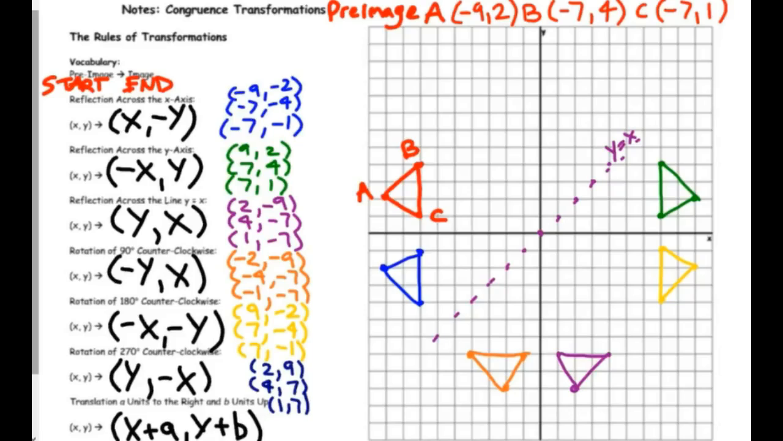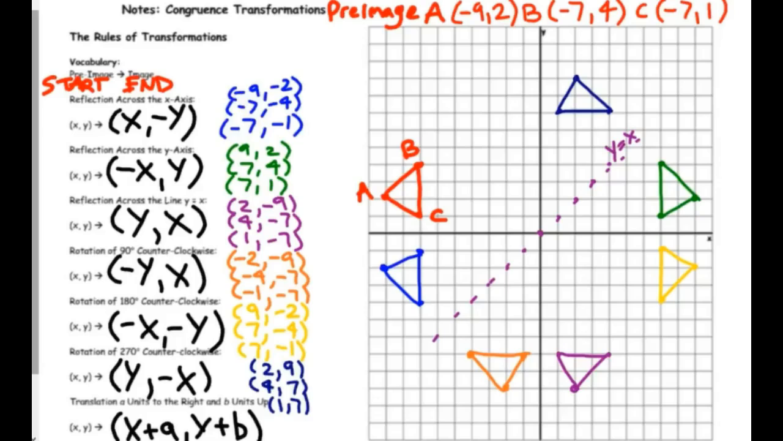And let's plot those points. (2, 9), (4, 7), (1, 7). Okay. So you can see that's 270 degrees counterclockwise.